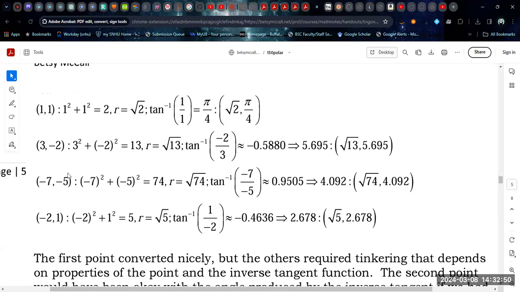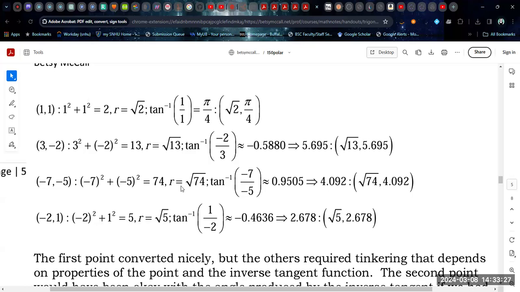And then for some of these other ones, you're not going to get nice angles. The inverse tangent of negative 2/3, that's not a standard angle. So you convert to radians by default. And if we walk through just this one additional example, 3 squared plus negative 2 squared, that's our x squared plus y squared. 9 plus 4 is 13, so r is the square root of 13. But then this inverse tangent, not a standard angle, and so we convert that to radians. We can use our calculator for that.